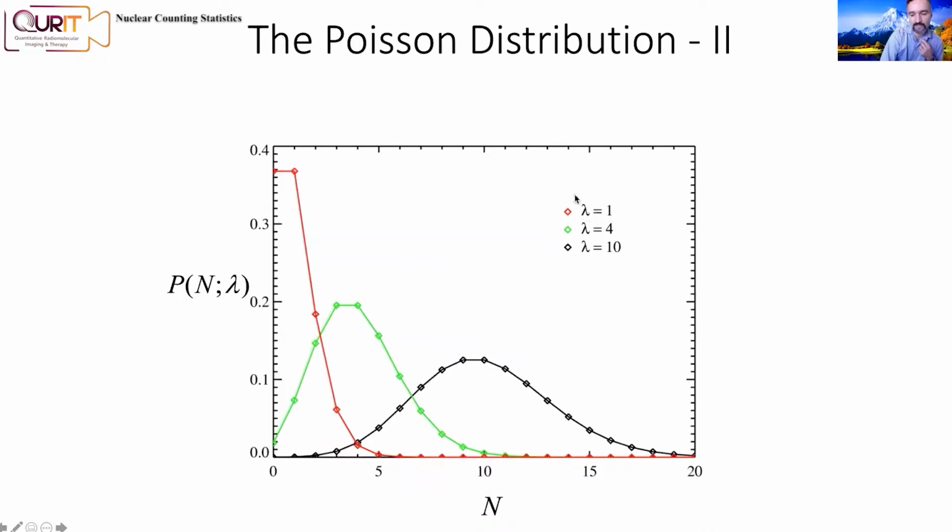You can see that if the true mean is around 1, the Poisson spreads around. It's totally asymmetric because you cannot have negative counts, obviously. So you're going to have a high chance of getting 0 counts, 1 count, and then less and less chance of getting 2, 3, 4, etc. But if you have a lambda of 4 on average, you're going to have a distribution like this. And as lambda becomes larger and larger, the Poisson distribution starts to look like a Gaussian distribution.